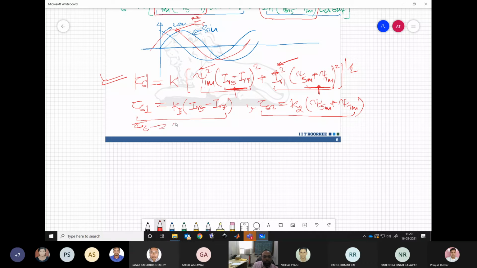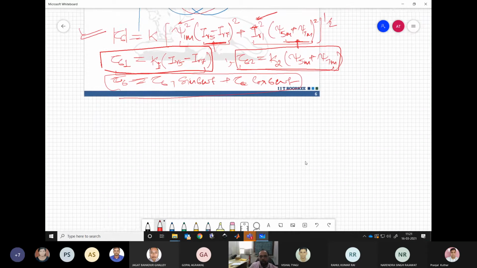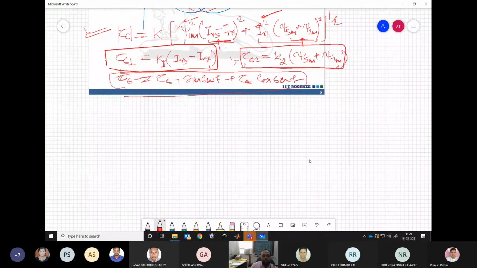Then our tau 6 is something like tau 6 1 sine 6 omega t plus tau 6 2 cos 6 omega t. Now this is what we are trying to minimize. So both the components tau 61 and tau 62 we need to reduce, remove or eliminate, whatever we can do.